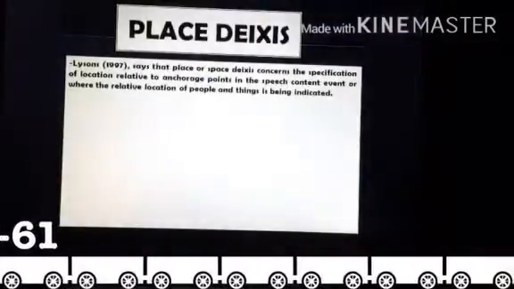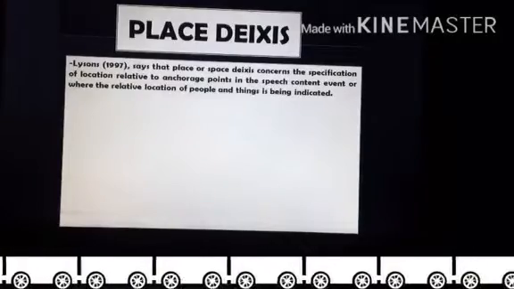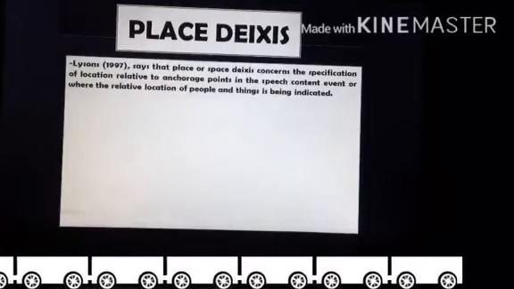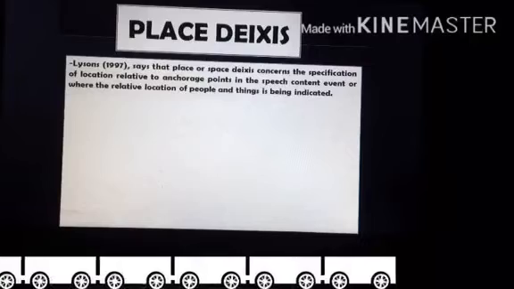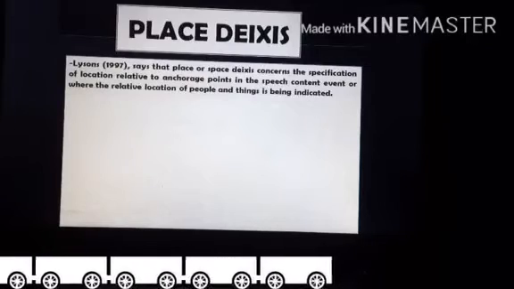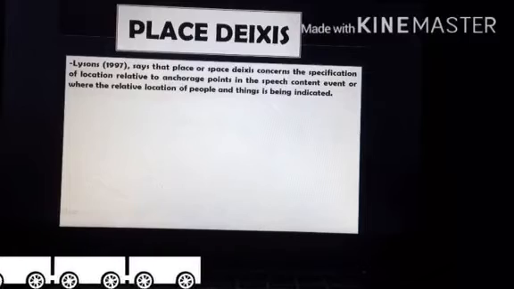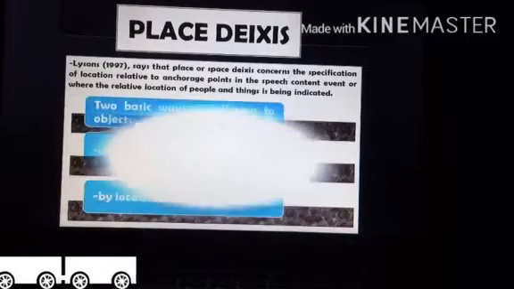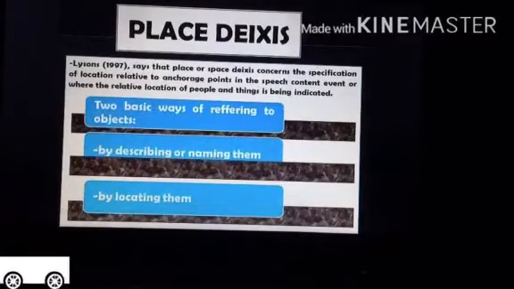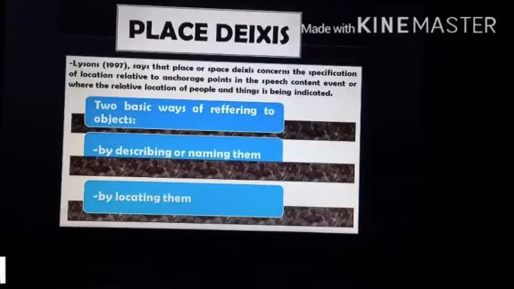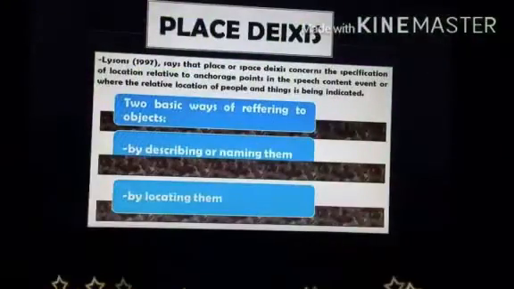Place deixis. Levinson 1997 says that place or space deixis concerns the specification of location relative to anchorage points in the speech event, where the relative location of people and things is being indicated. There are two basic ways of referring to objects: one, by describing or naming them, or two, by locating them.